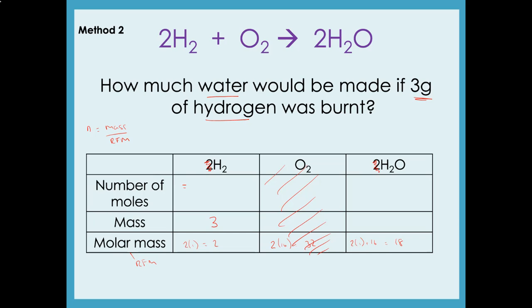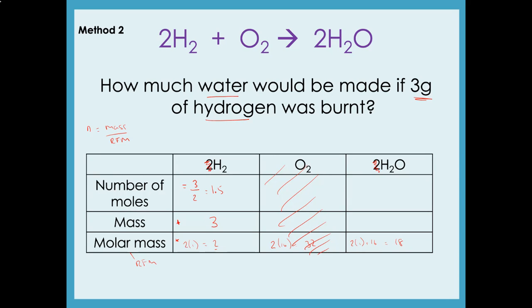So now my number of moles of hydrogen, I've got the mass and I've got the molar mass, so I can work out the number of moles. So the number of moles is the mass, which is 3, divided by the relative formula mass, which is 2. So it's going to be 1.5.